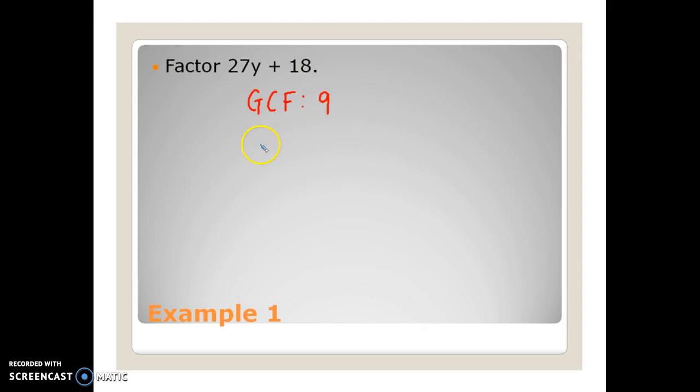So the next step is to put that GCF on the outside of parentheses. I'm taking this 9 out, so I'm going to divide. When that 9 was on the outside, to get it on the inside, you multiply and you distribute it through. Now I'm going to divide to take it out. So 27y divided by 9 becomes 3y. And 18 divided by 9 becomes 2.